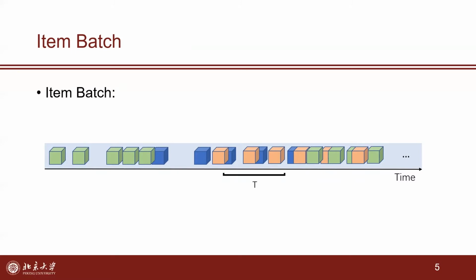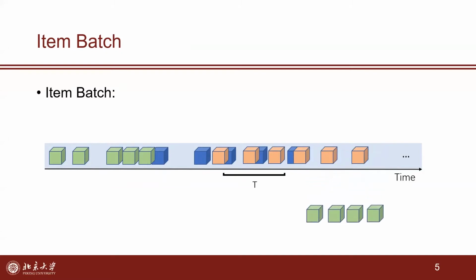Given time window t, we denote that each two items with the same ID belong to an item batch as long as their time interval is less than t. In this animation, items with the same color have the same ID.